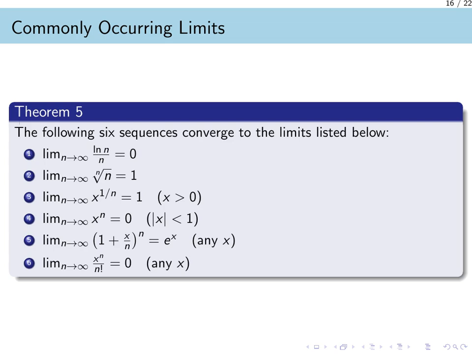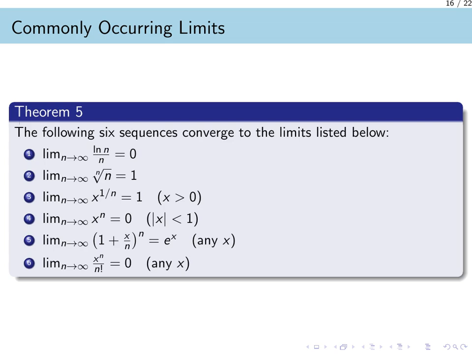The first limit shows that n grows much faster than the natural log of n, so their ratio goes to 0. The second and third limits are related. The nth root of n and the nth root of any positive constant x both approach 1 as n goes to infinity. The fourth limit is for a geometric sequence, x to the power of n. It converges to 0 as long as the absolute value of x is less than 1.